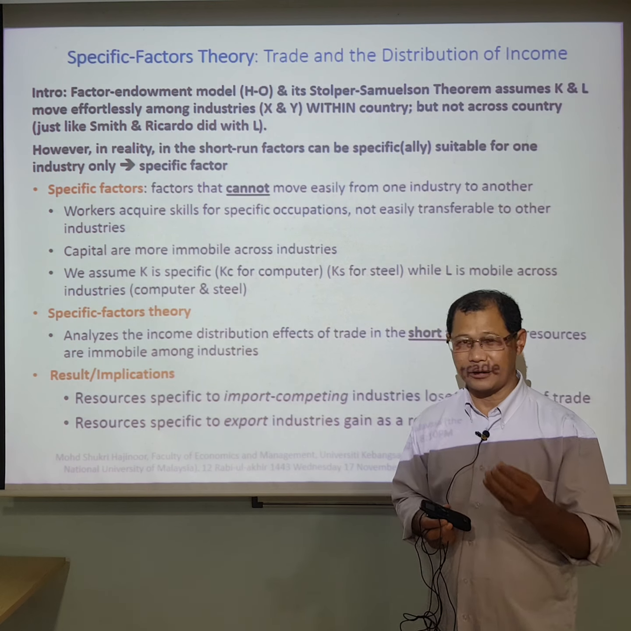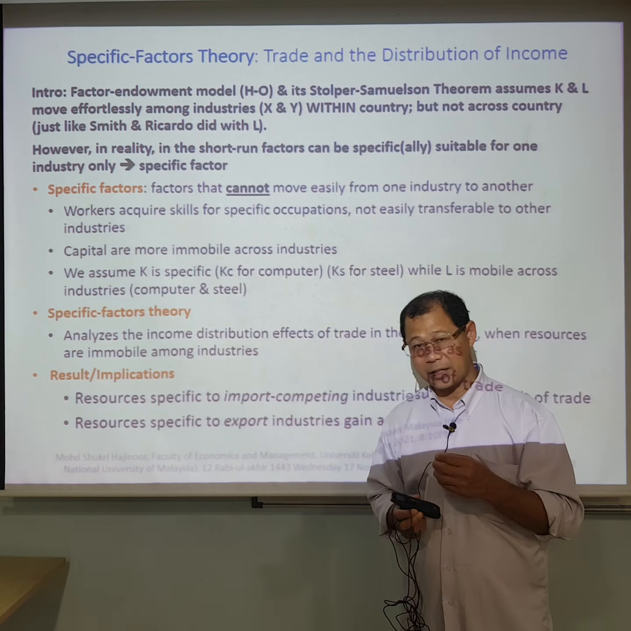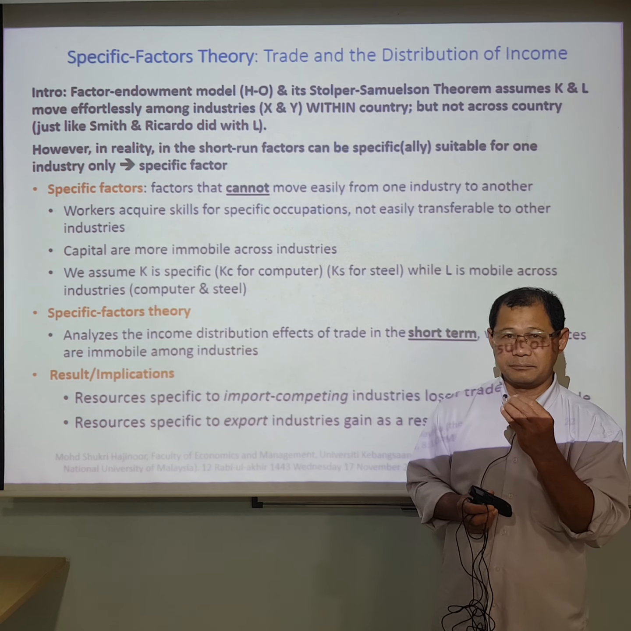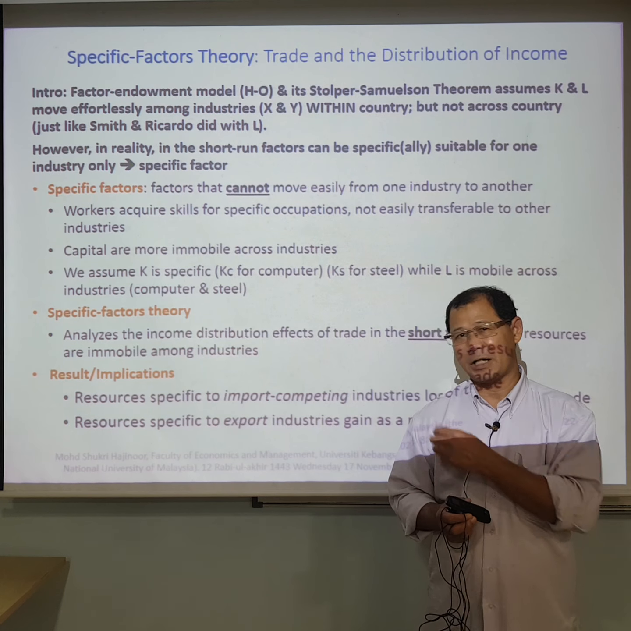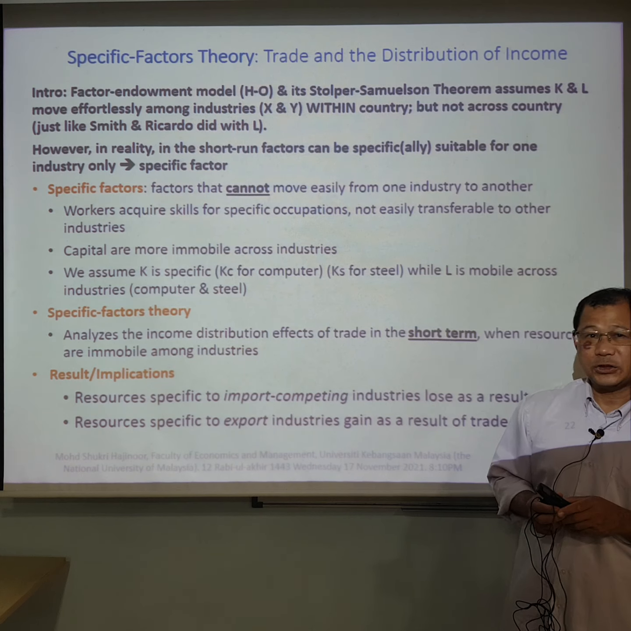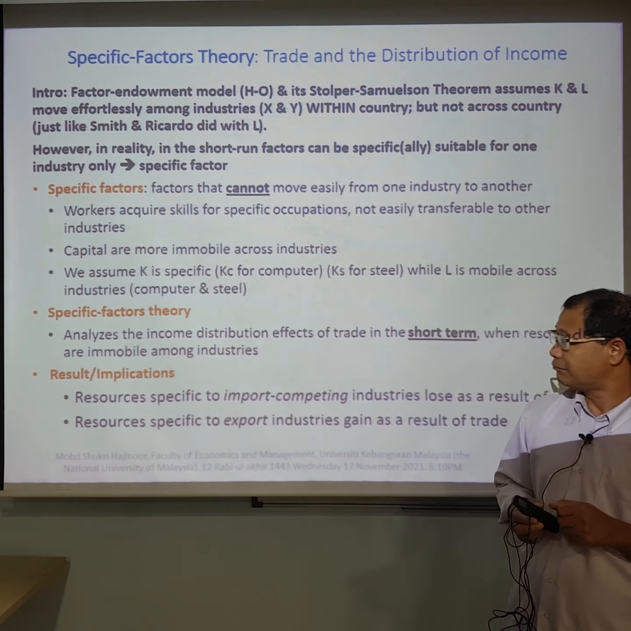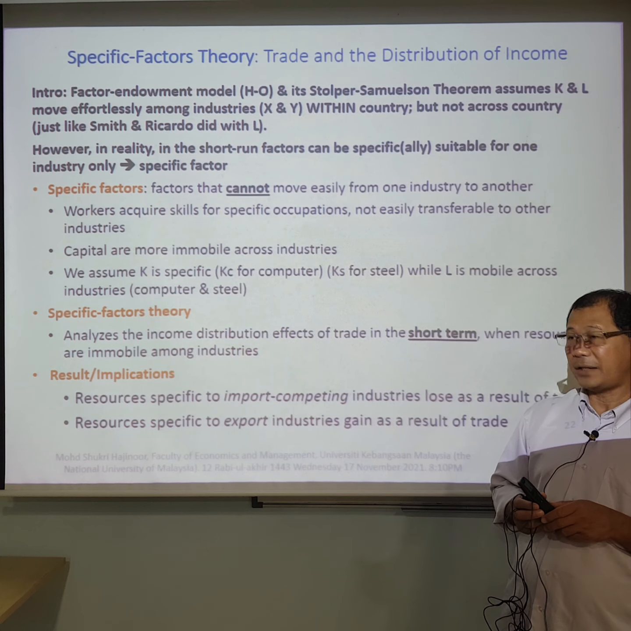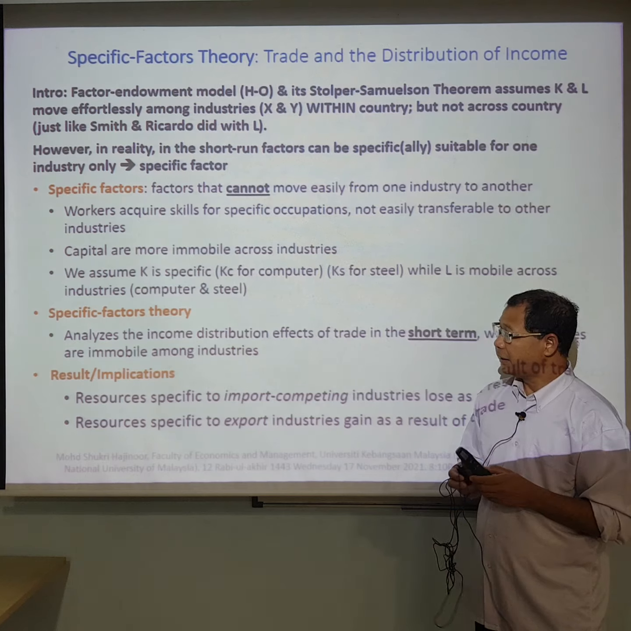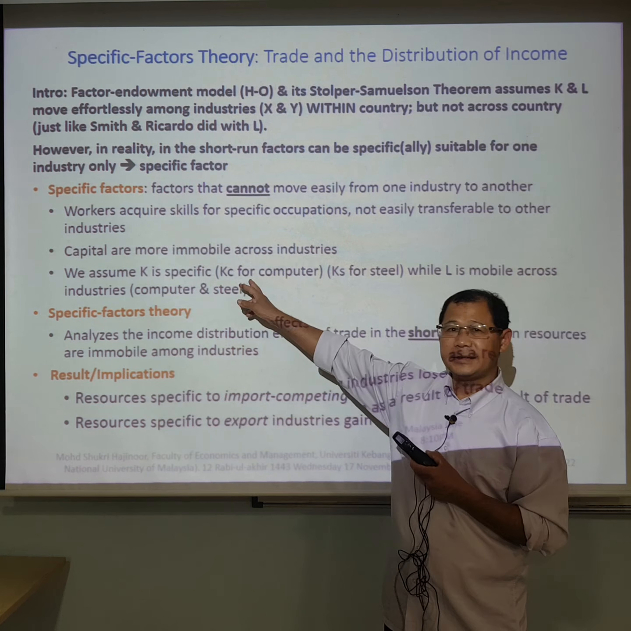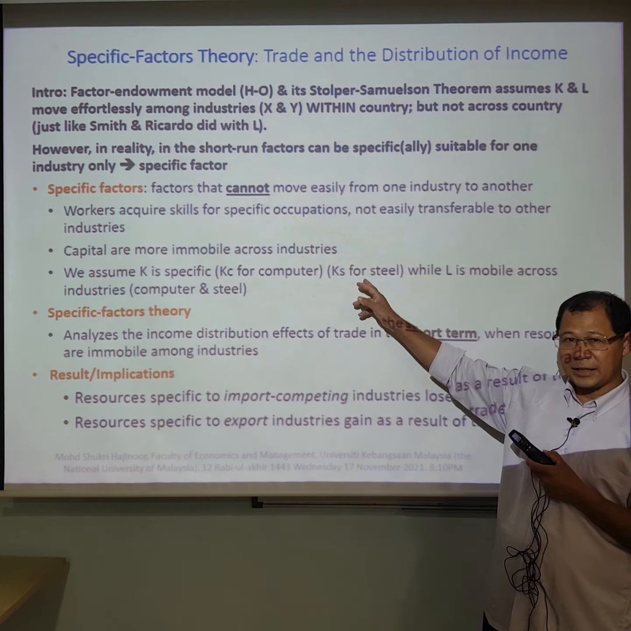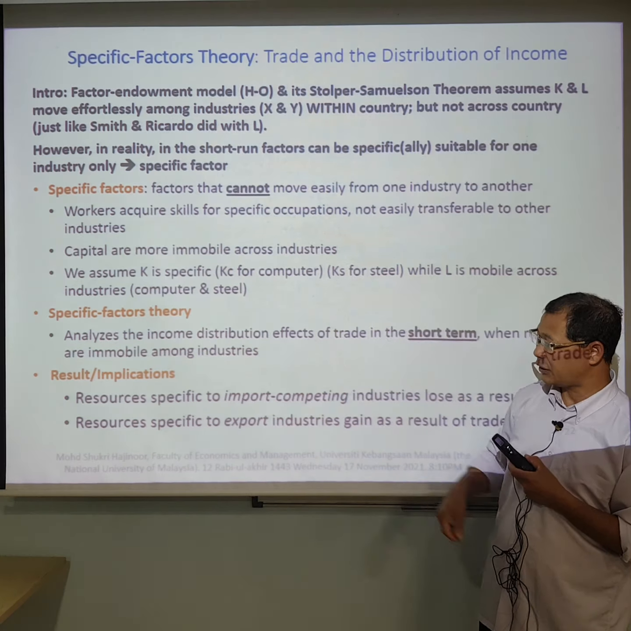For example, capital or machinery for the production of aircraft cannot be used for the production of shirts or textiles. So here we assume K is specific, while L, labor, is mobile across industries. KC is specific for the computer industry, whereas KS is specific for the steel industry.